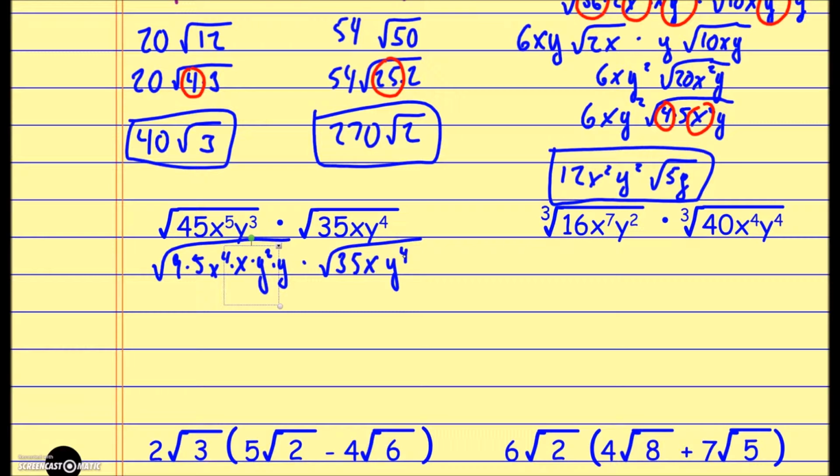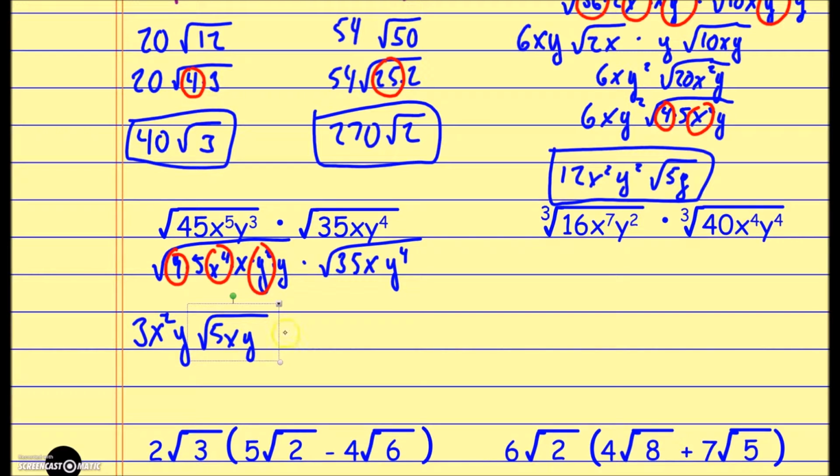And now I can start taking the square root of each of these things. So here I take the square root of 9, that gives me a 3 on the outside. And then I take the square root of the x to the fourth, that gives me an x squared. And then I take the square root of y squared, that gives me a y. And again, we're going to ignore the absolute value symbols for now. And then on the inside, I'm left with the square root of 5x and a y.